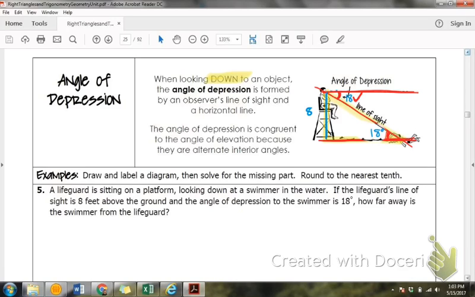Which side is that going to be? The bottom or the hypotenuse? He's at the top, but isn't the lifeguard really represented by the base right here? So it is going to be this bottom down here. That one is kind of tricky.